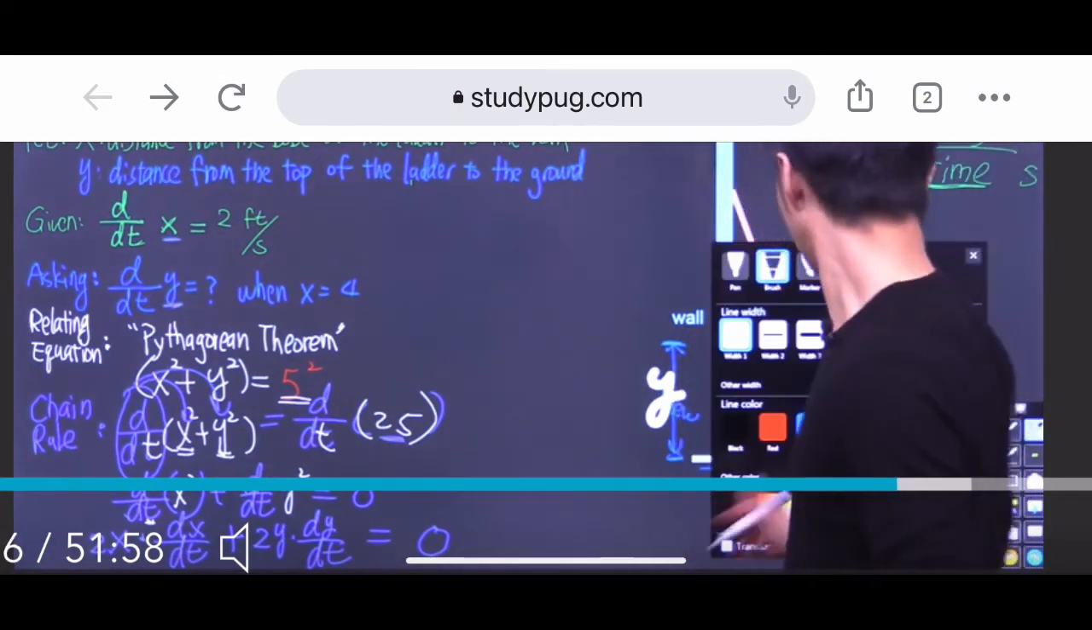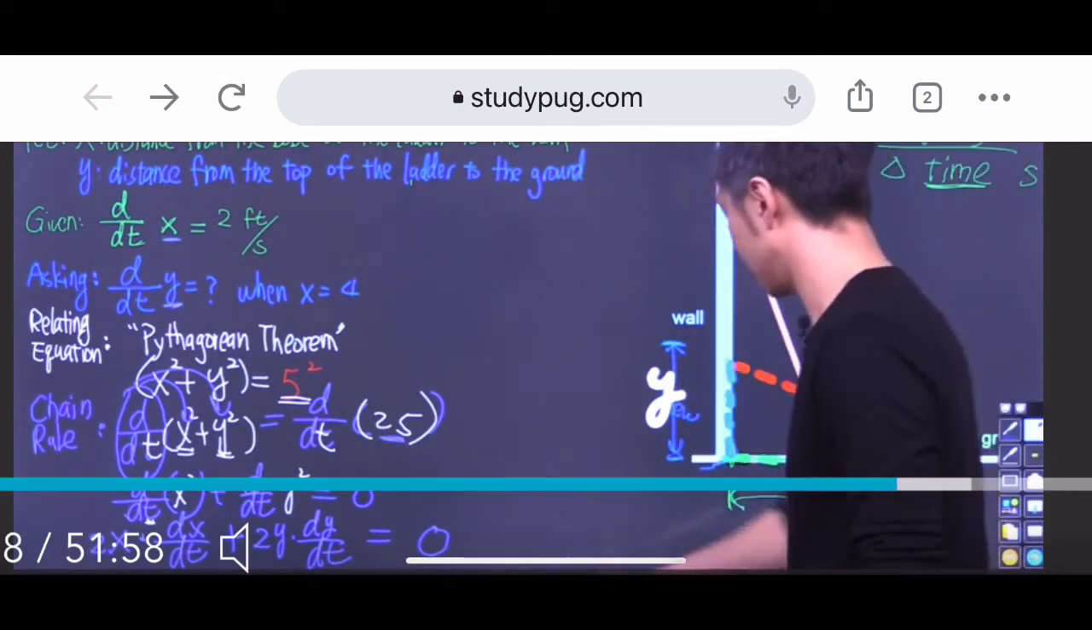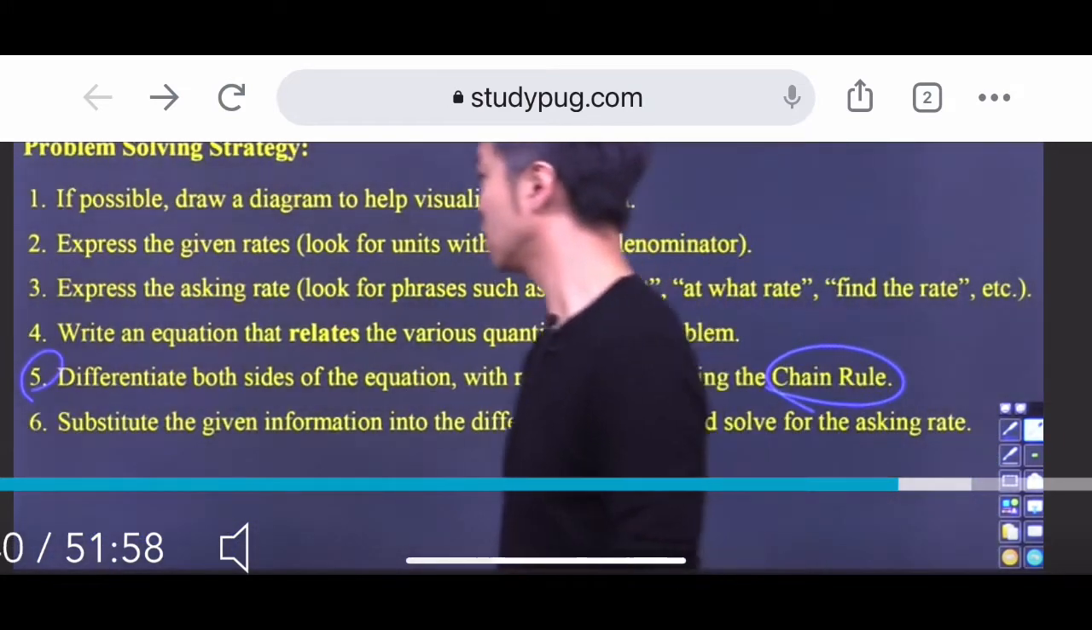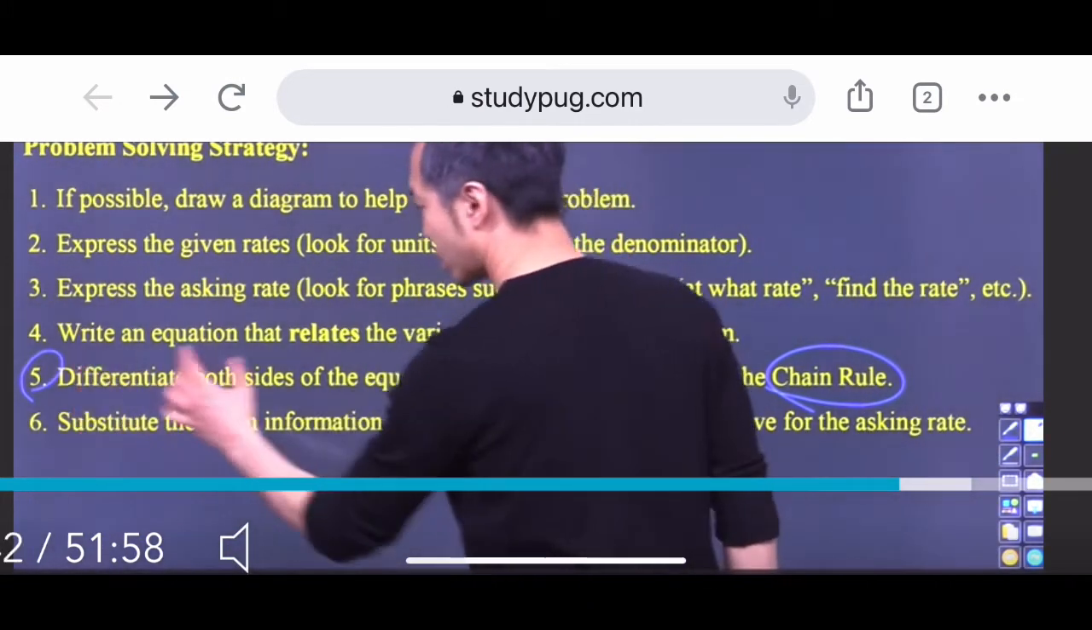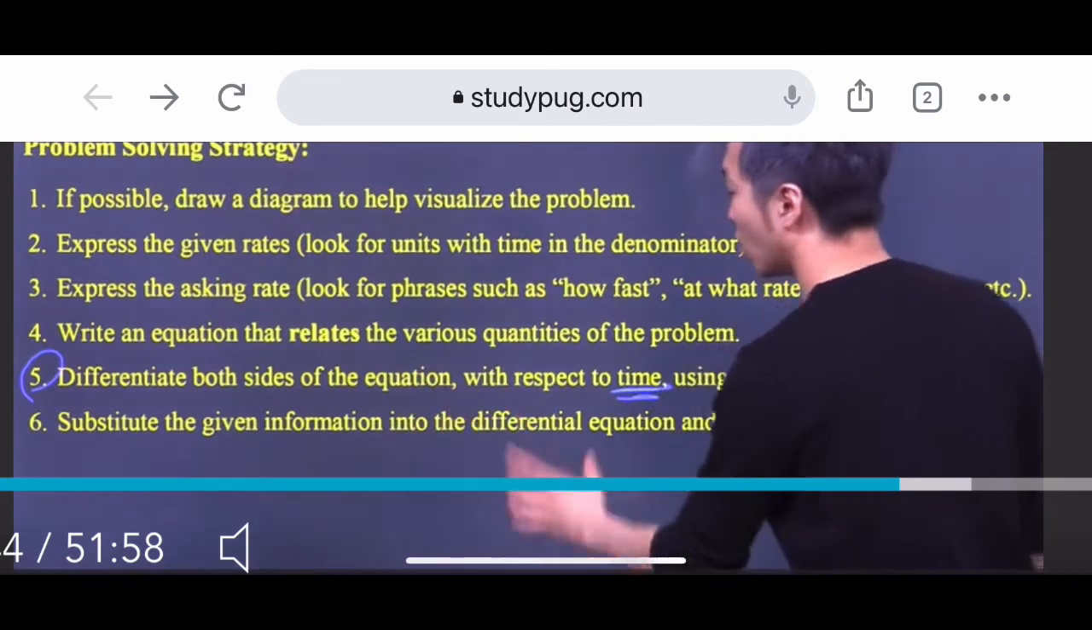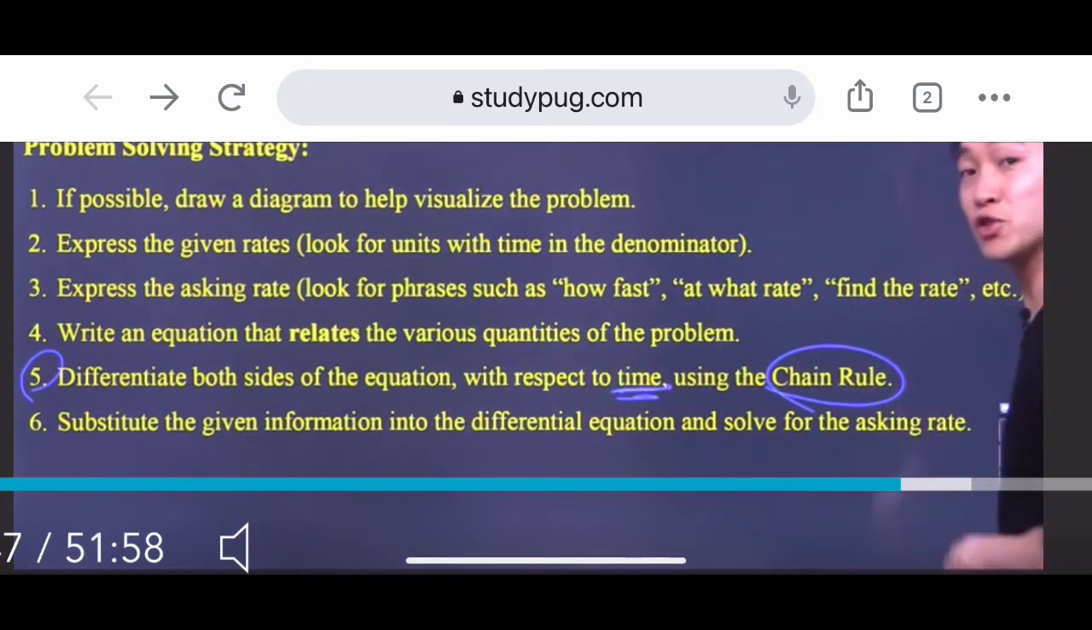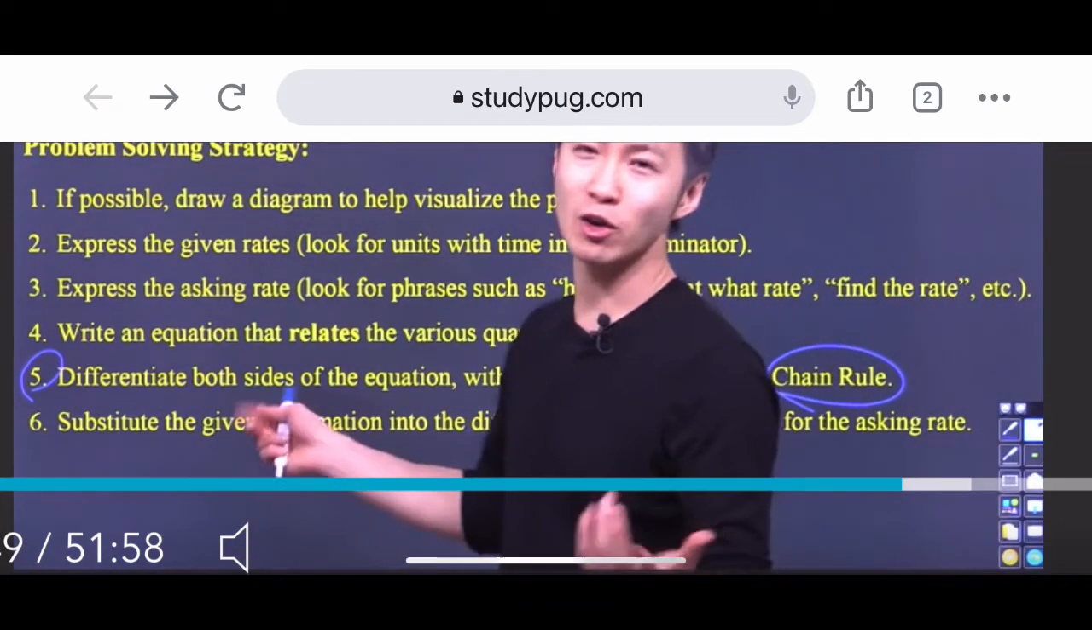And so we're done. Just like that, we successfully differentiated both sides of the equation with respect to time using the chain rule. And the final step is easy.